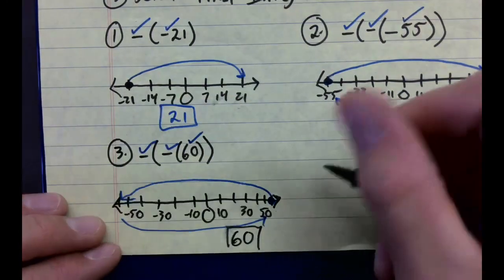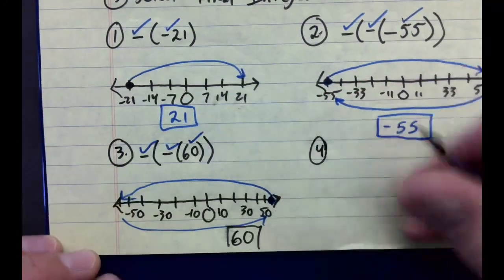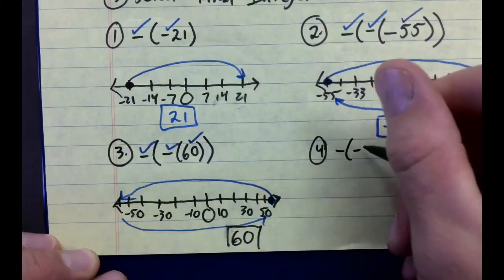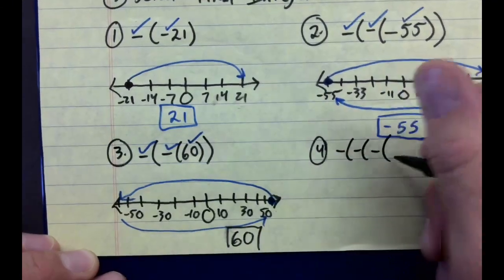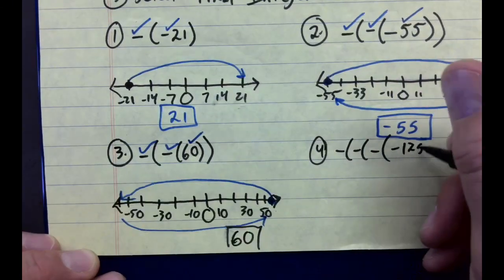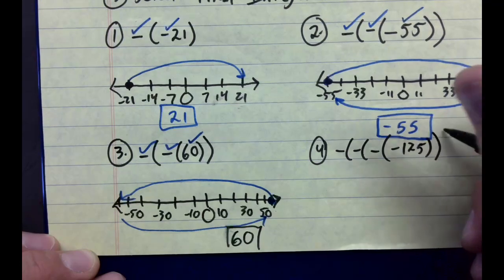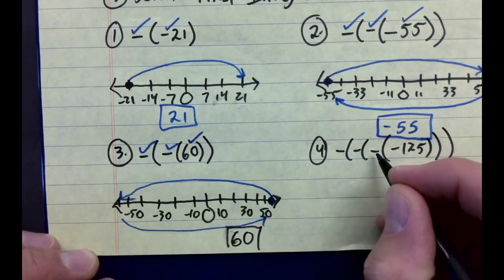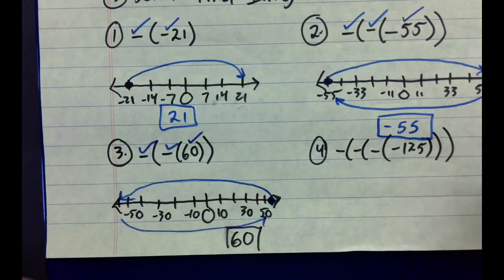That's it. Let's try another one. This one is the opposite of the opposite of the opposite of the integer negative 125. So we have the opposite of the opposite of the opposite of the integer negative 125.